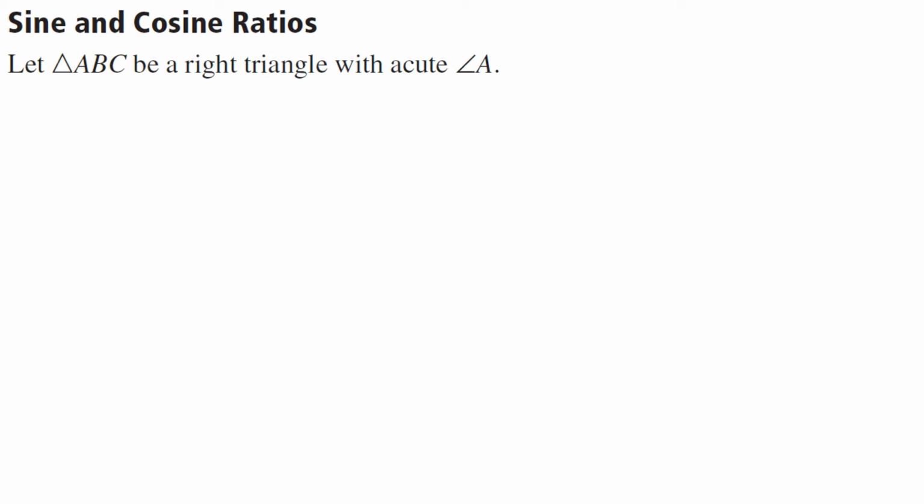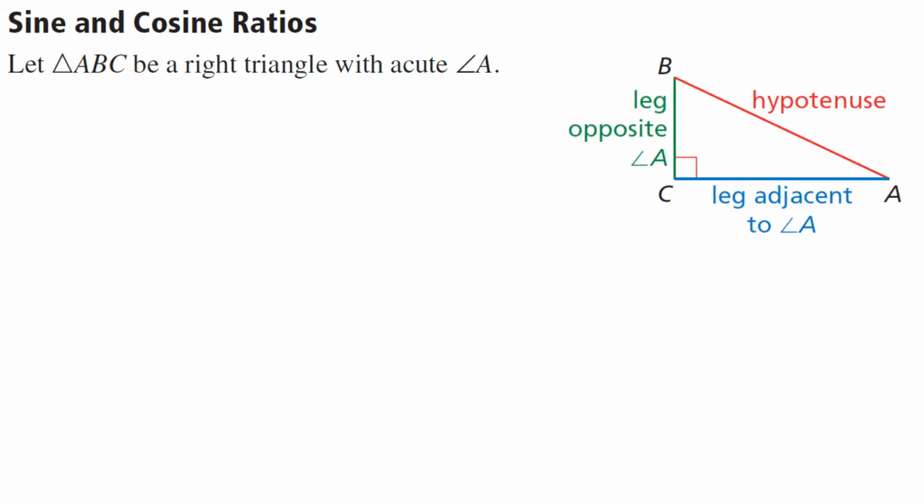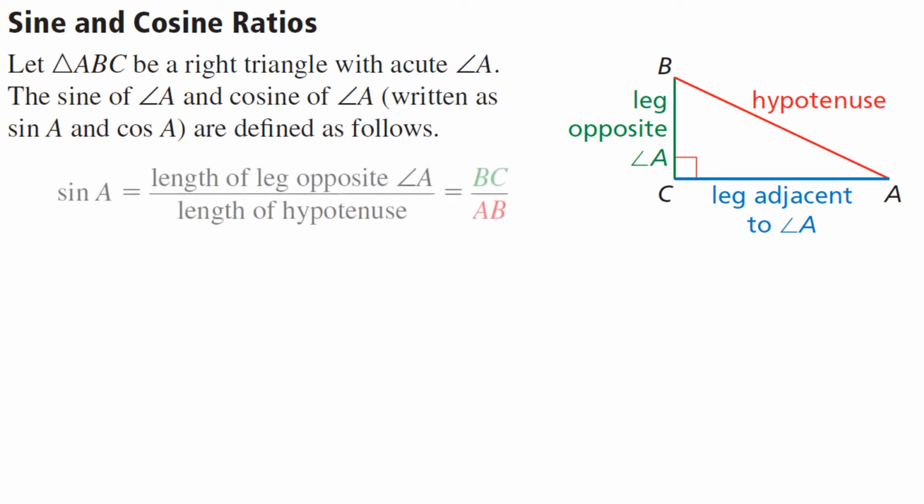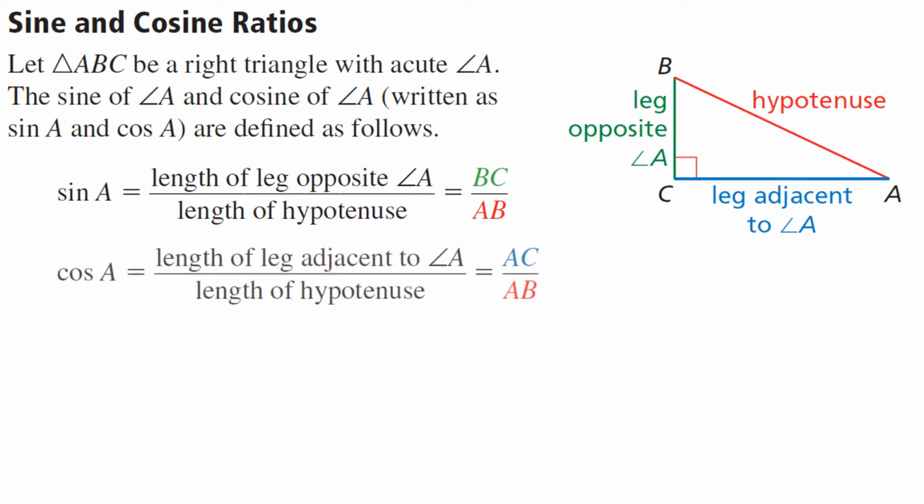Sine and cosine ratios. Again, we're going to be looking at a right triangle. Again, we have to focus on one of the acute angles. If I want to know the sine of an angle, I need to use the opposite side divided by the hypotenuse. If I want the cosine of an angle, I'll need the adjacent side compared to the hypotenuse.